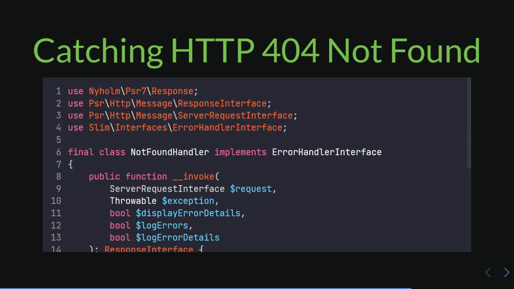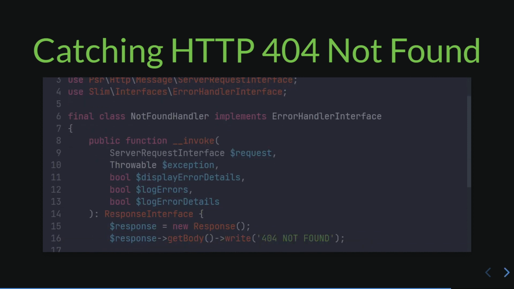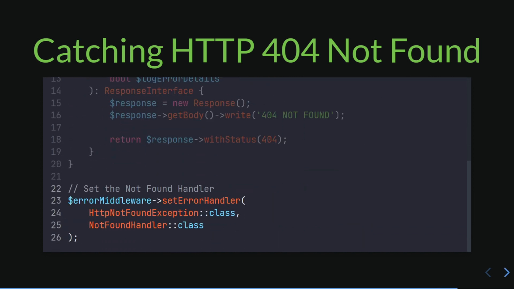There is also a way to catch and handle HTTP errors. First, you need to implement a custom error handler that implements the ErrorHandlerInterface. Then, use the error middleware setErrorHandler method to register the handler for that specific type of exception, in this case, the HttpNotFoundException. So every time an HttpNotFoundException is thrown, the not found handler is invoked to handle the exception.